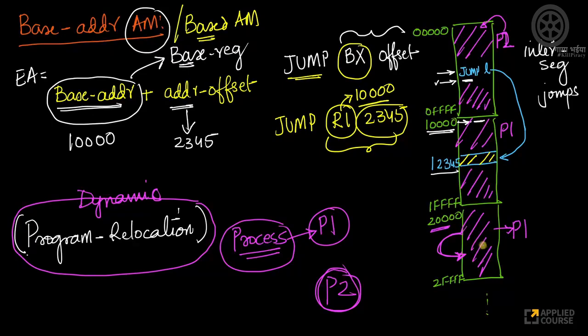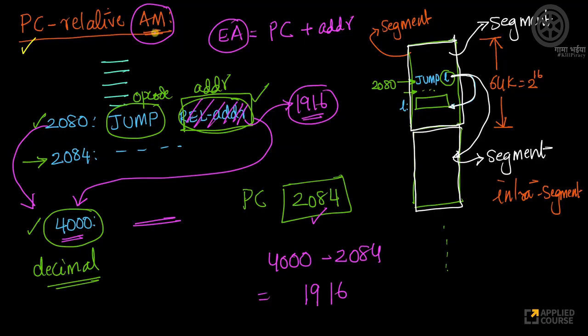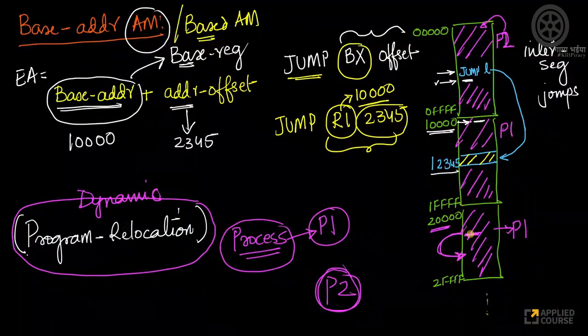I don't care about it, because in my PC relative addressing mode, I'm just adding to my program counter. That's it. If this instruction is being executed, my program counter is pointing to this. I don't care in which segment my process is loaded if I am using PC relative addressing mode. Similarly, if I have to jump from here to some other segment, even then I don't care in which segment my program is loaded. My program could have been loaded here, or here, because to jump I'm going to use this base address and this offset.